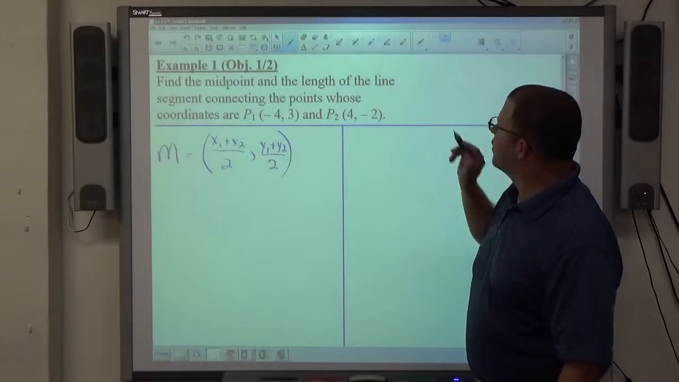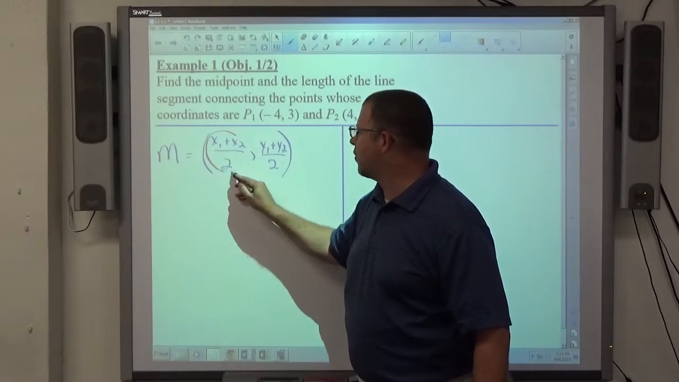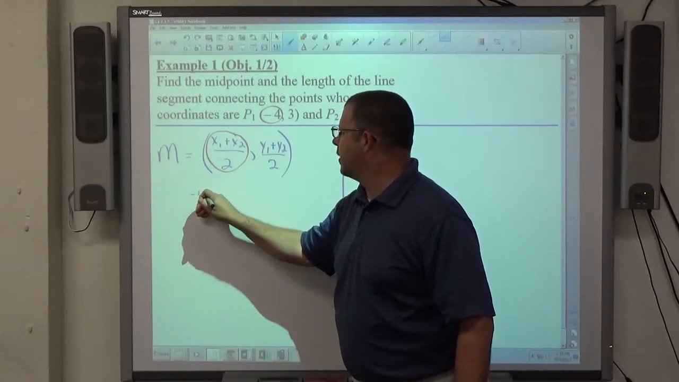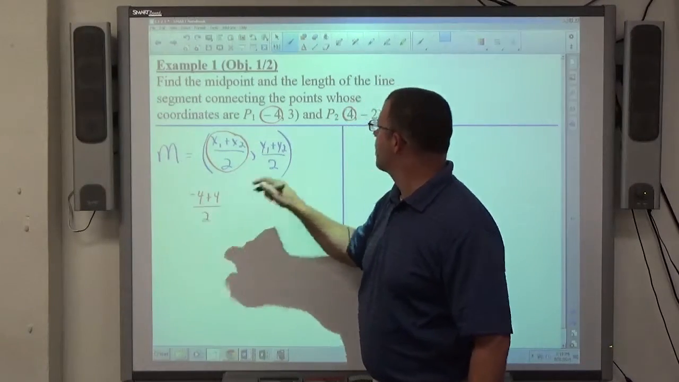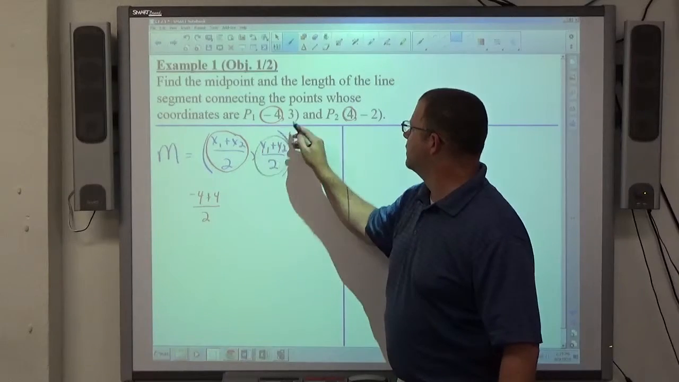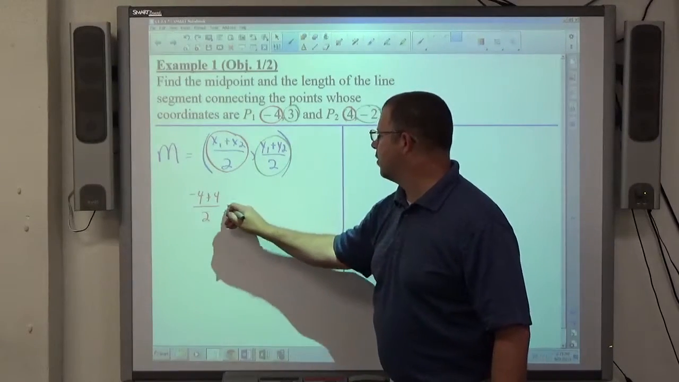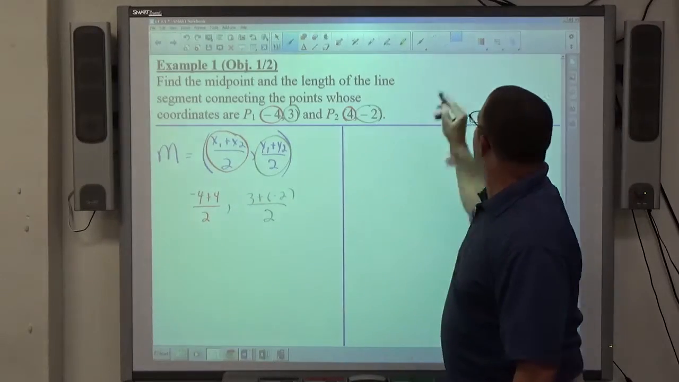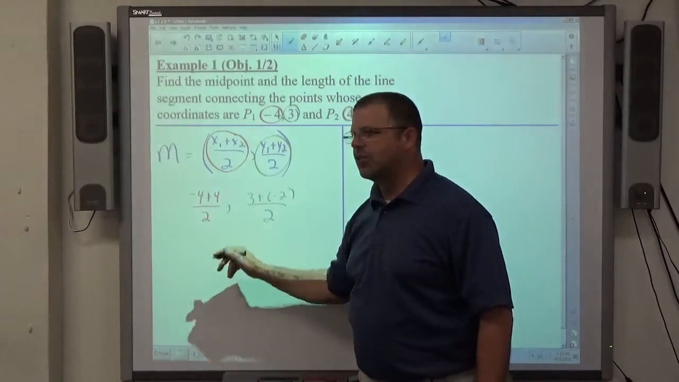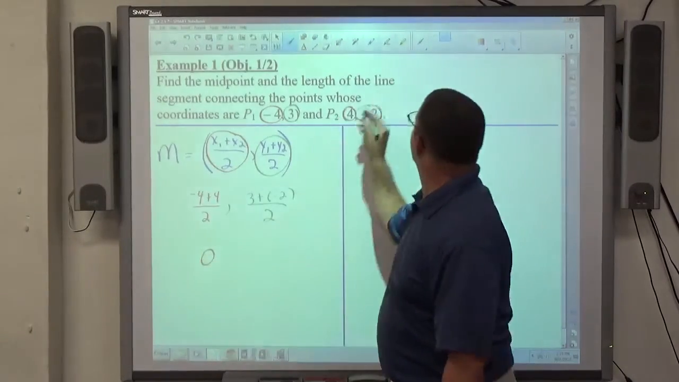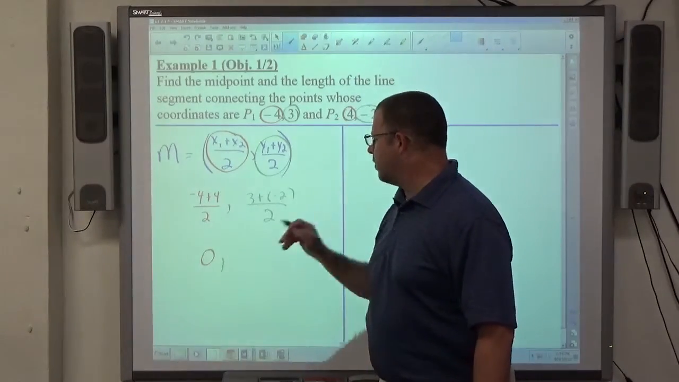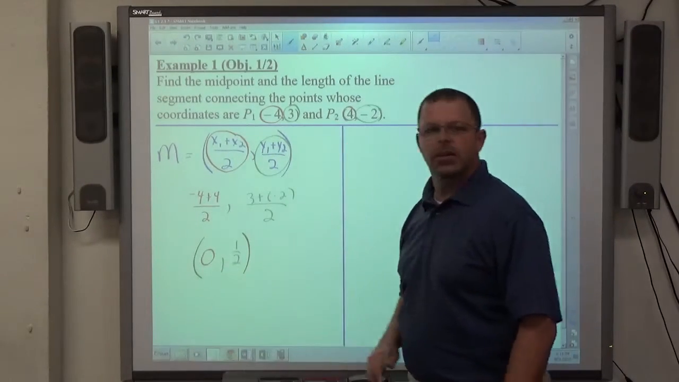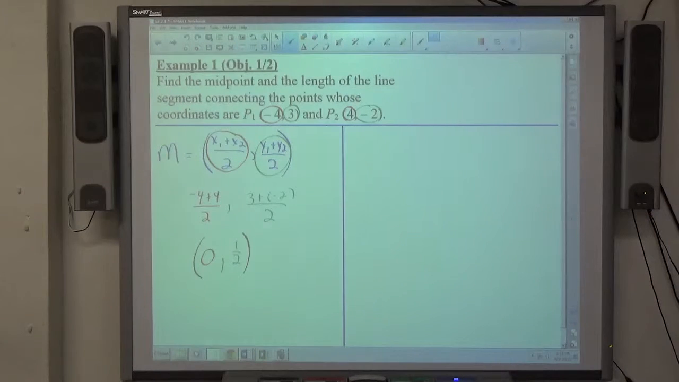So in the case of this specific problem, we'll do my x's in red. Using the midpoint formula, it's going to be -4 plus 4 over 2. I'll do my y's in green. Y's are 3 and -2, so comma 3 plus -2 over 2. If I work that out, -4 plus 4 is 0 over 2 is equal to 0. 3 plus -2 is 1 over 2 is a half. And I would prefer to have fractions and decimals. And that is the midpoint of the line segment.